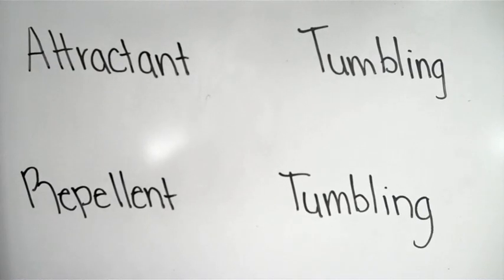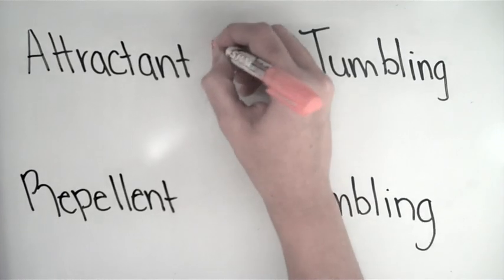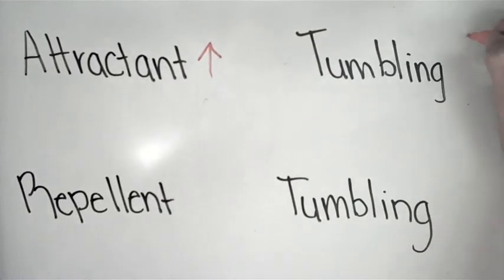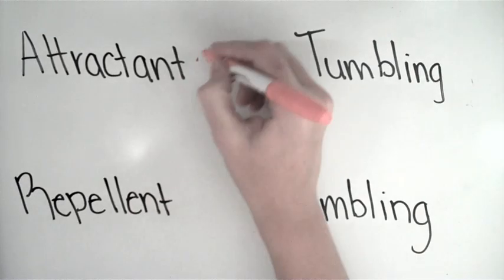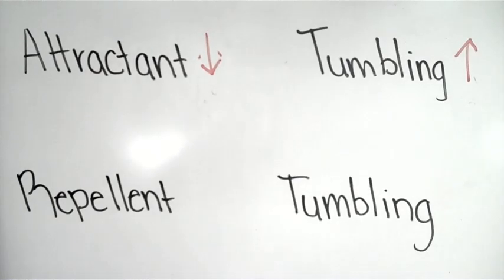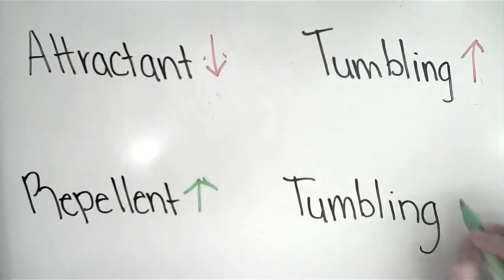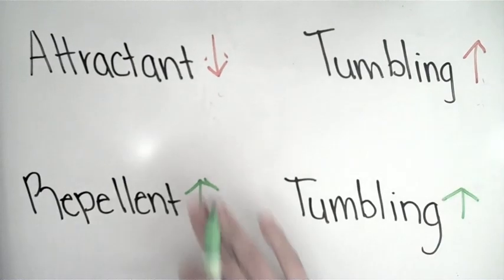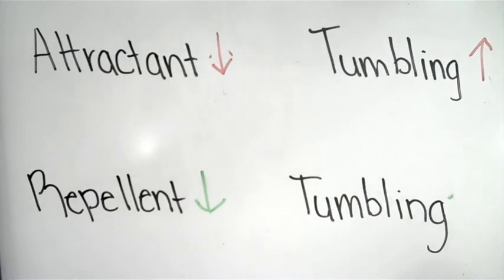So how do we keep it all straight? Well, when the attractant is increasing, tumbling is decreasing. And when the attractant is decreasing, tumbling is increasing. When the repellent's increasing, tumbling is increasing. When the repellent's decreasing, tumbling is decreasing.